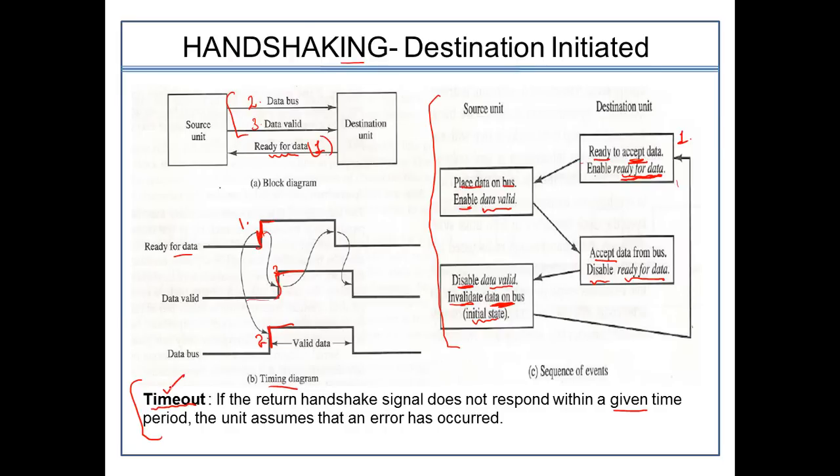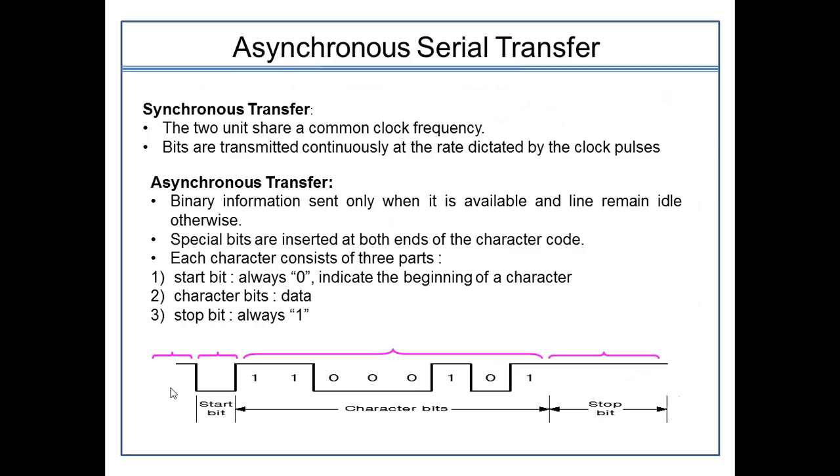So this is how asynchronous data transfer can take place through the strobe as well as through the handshaking. So let's understand more about how data is actually transferred through the asynchronous serial manner. Usually what happens is that the data is taken in a serial form, meaning bit by bit data is transferred, right?